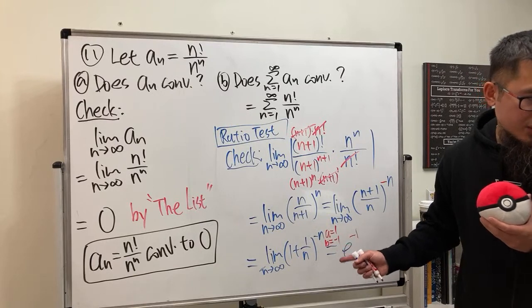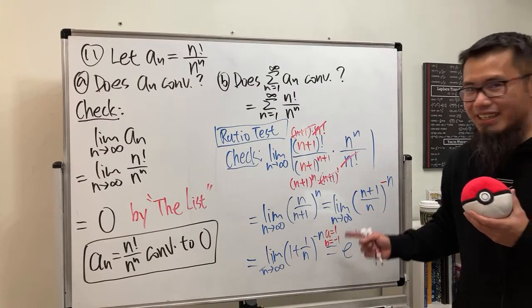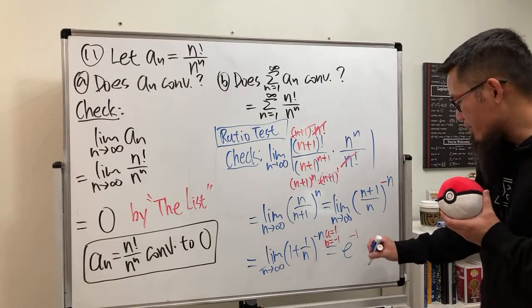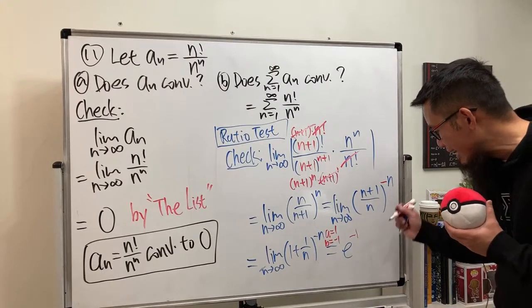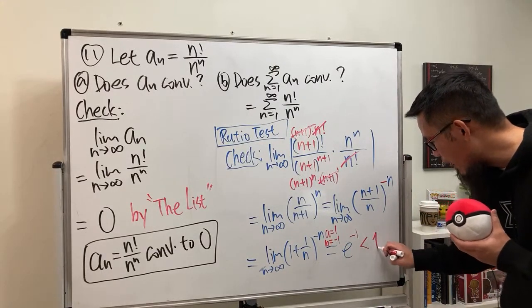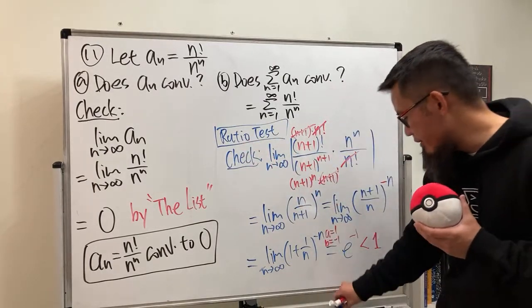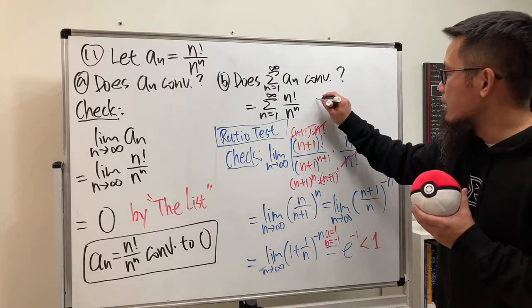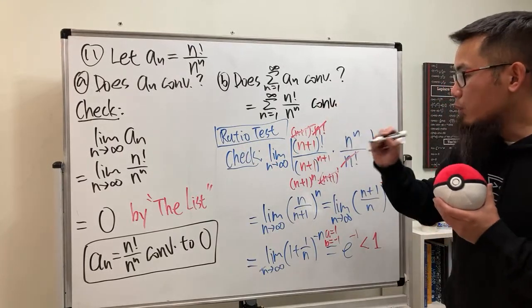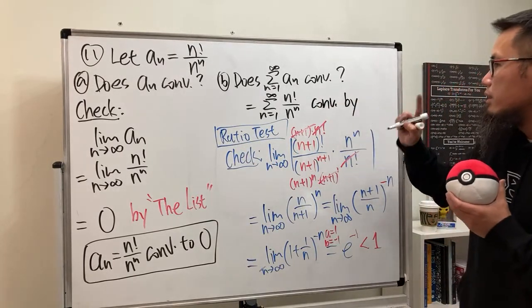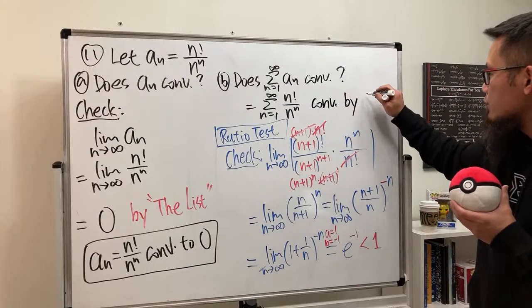Yes. Jonathan, you are right. Tony, you are right. Don't just put a limit right here like e to the negative 1. You have to mention that this right here is less than 1. Therefore, we can use the ratio test and say this guy here does converge, and here we have to give a reason though. It converges by the ratio test.